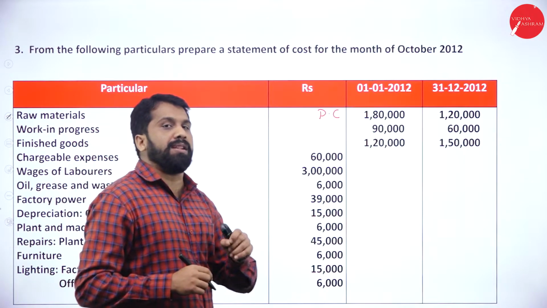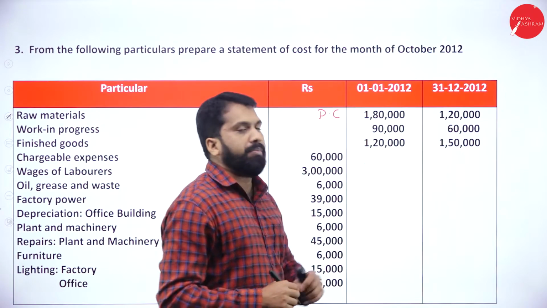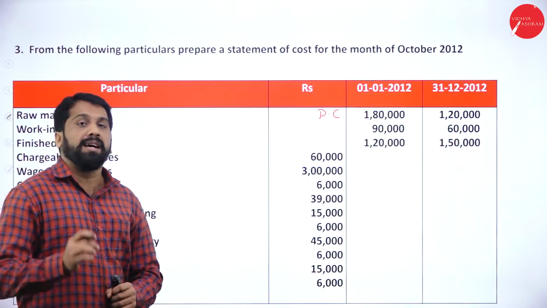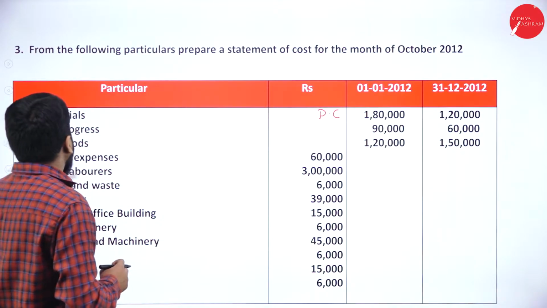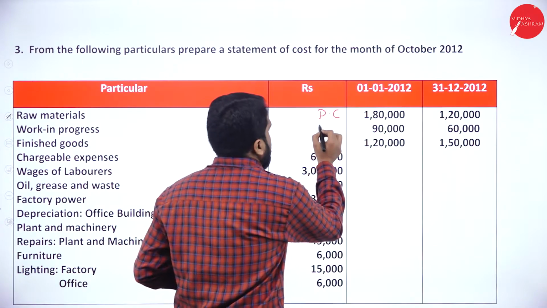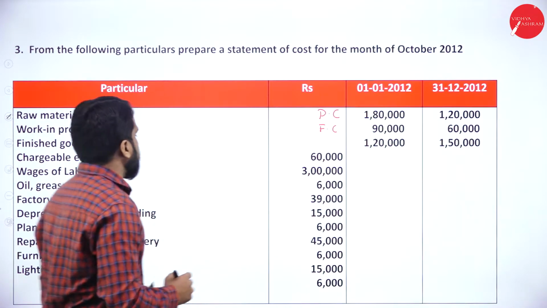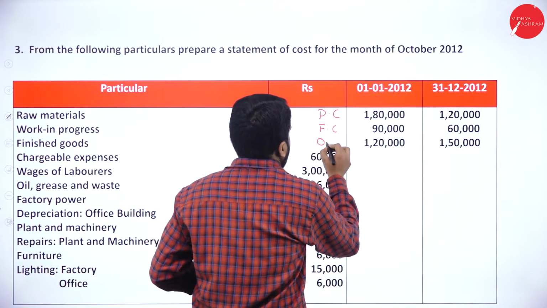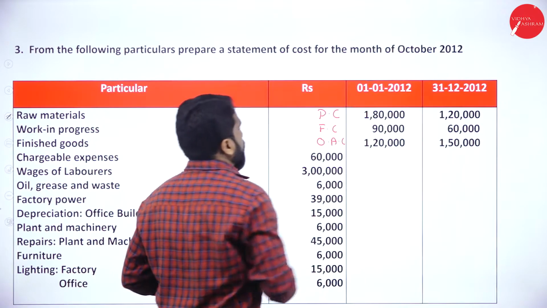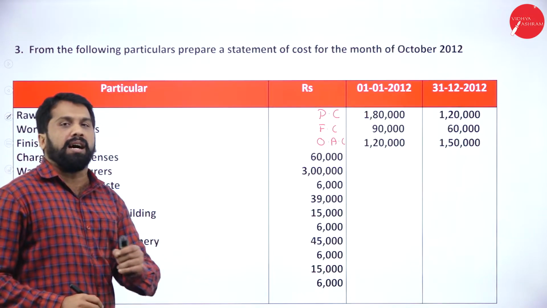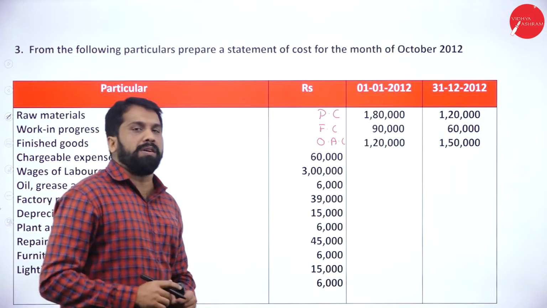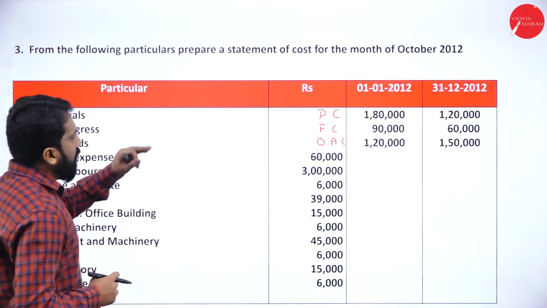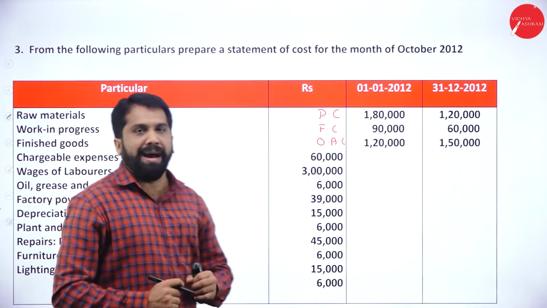So raw material will come under prime cost, work in progress will come under factory cost, and finished goods will come under office and administration cost. Cost and overhead are one and the same, but the exact meaning of overhead is indirect expenses. Now all three are done. Now we'll go for the balance ones.